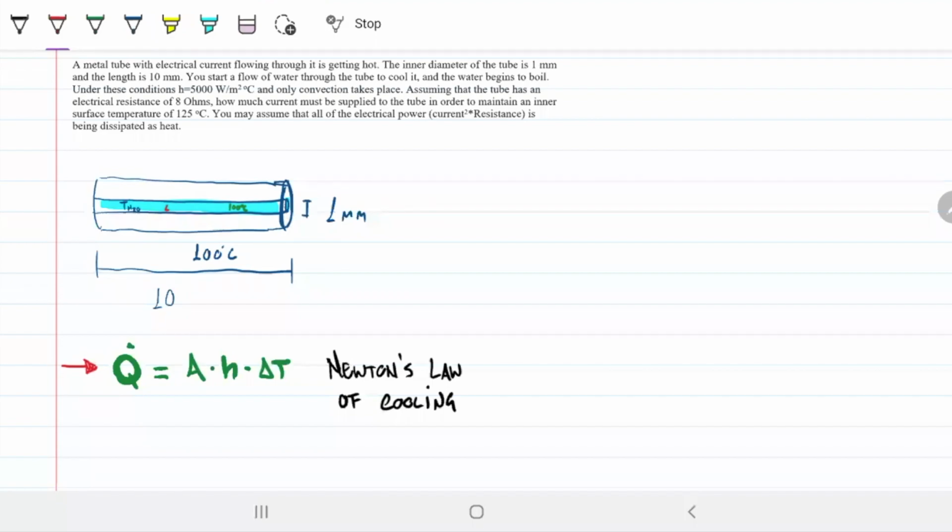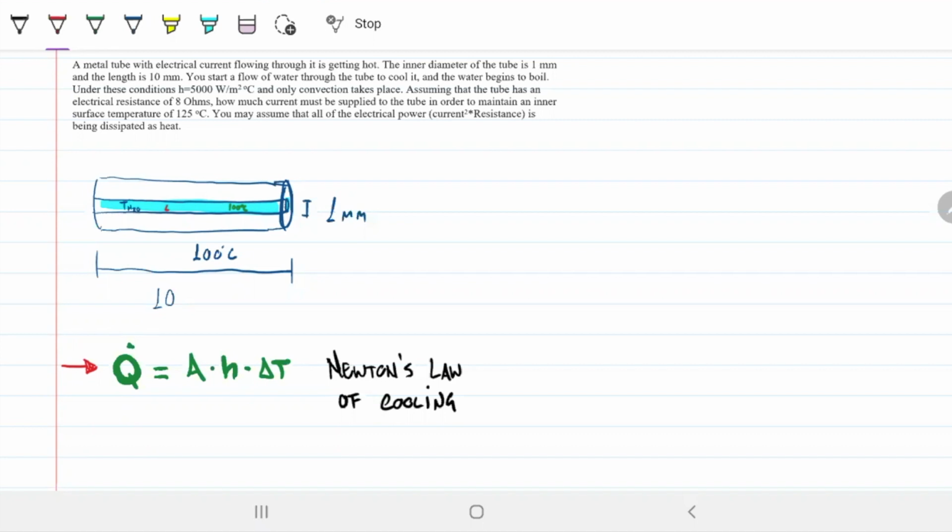A metal tube with electrical current flowing through it is getting hot. We know the reason for that. That's the Joule effect, right? The inner diameter of the tube is 1 mm, and the length of it is 10 mm. You start to flow water through the tube to cool it, and the water begins to boil.